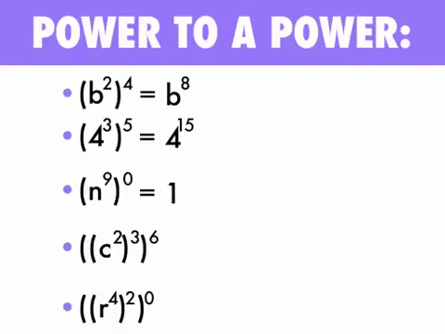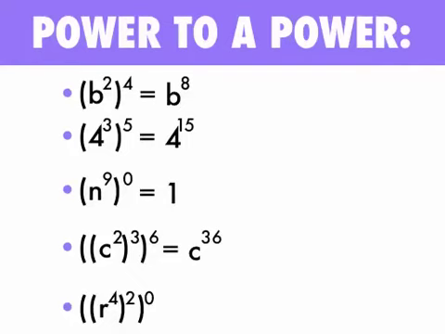On the next example, I have c squared in parentheses, and then cubed, and that's in parentheses again, and then to the 6th power. What you do here is you go ahead and you multiply all of the exponents together. So you get c to the 2 times 3, which is 6, times 6, which is 36.